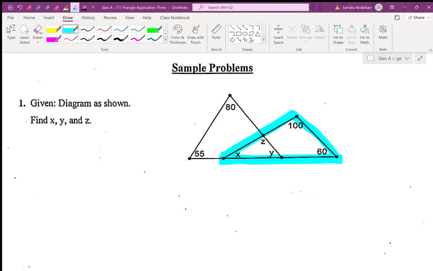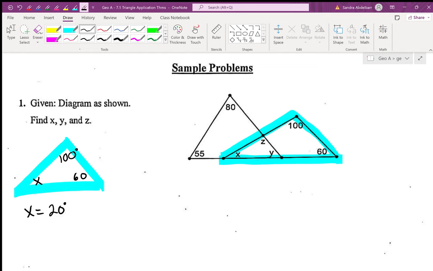So, using this blue triangle, we have x, we have 100, and we have 60. So what does that mean for x? What does x have to equal? 20 to add up to 180.